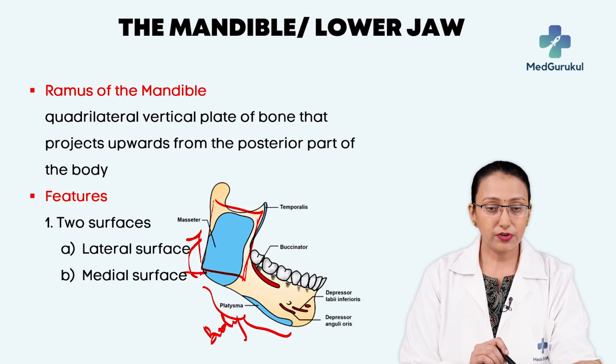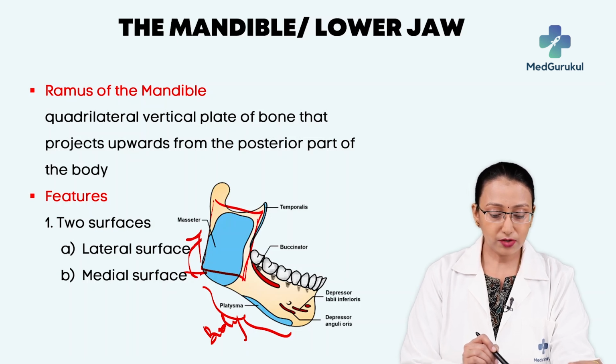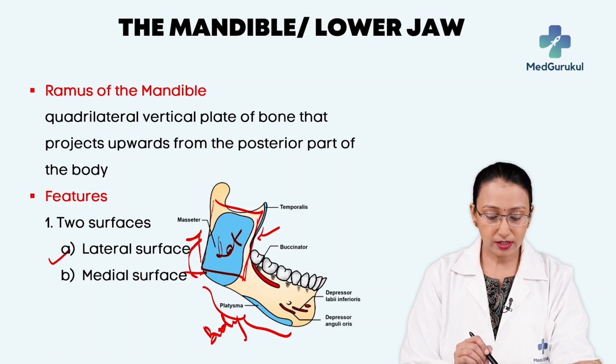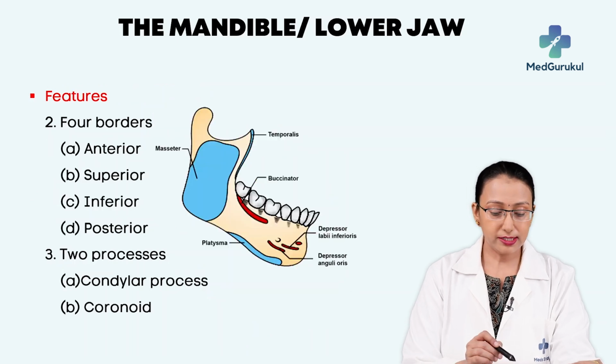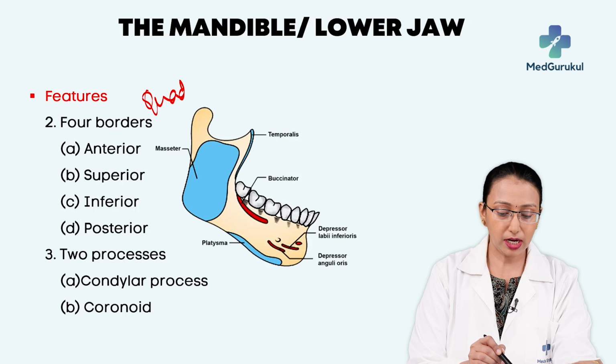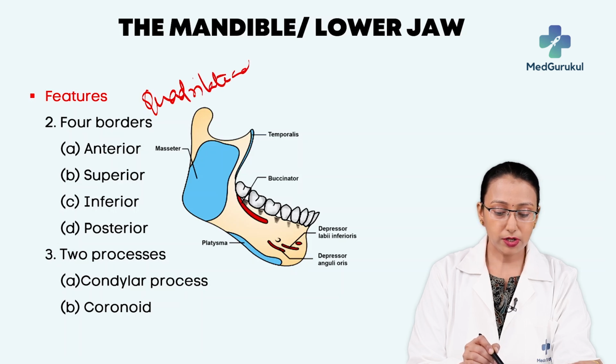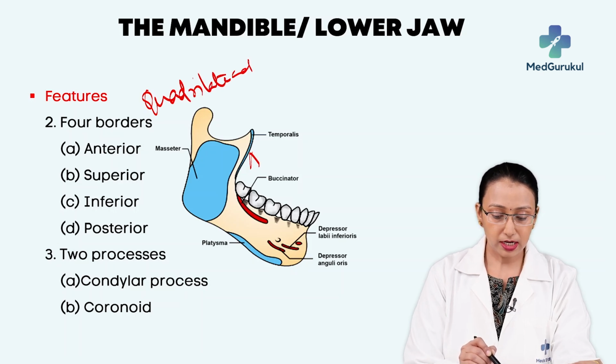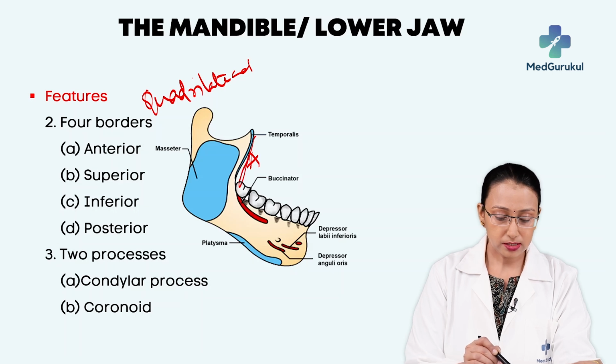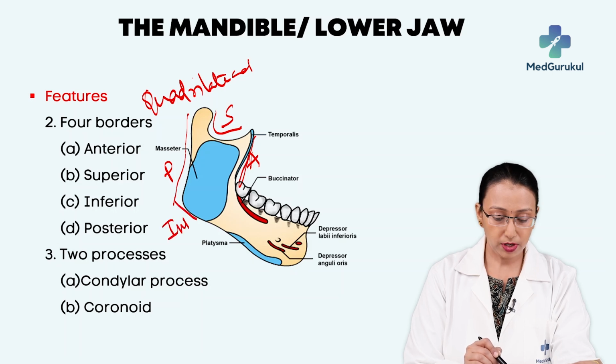Then it has two surfaces. On the outer side is the lateral surface, and the inner surface is the medial surface. Then it has four borders, as the name itself tells, it is quadrilateral. So what are those borders? This is the anterior border, this is the posterior border, this is the superior border, and here it is the inferior border.